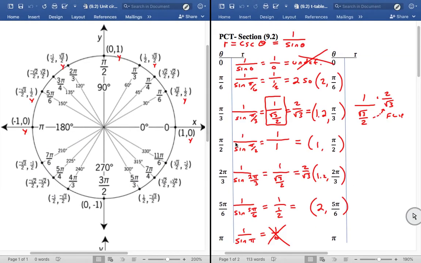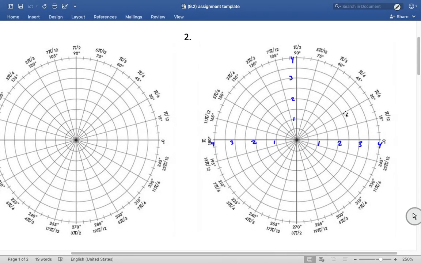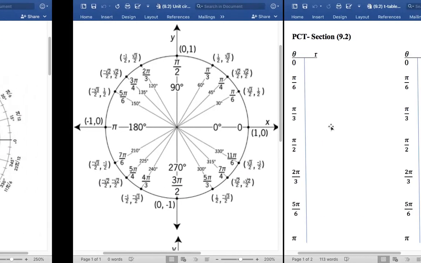Okay, so I'm plotting 2 comma pi over 6. So I'm on the pi over 6 line, and I'm going positive 2, up to 2 right there. There it is. I'm on the pi over 6 pole, and I'm plotting 1, 2. That's the 2 circle. Yes!